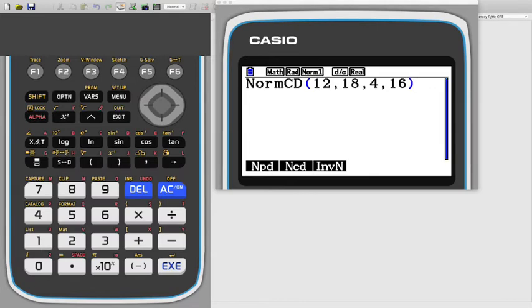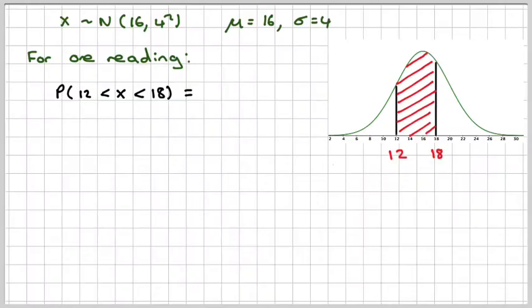Okay, and that gives me that value, and then if we now do shift answer, we will store that in a memory, so alpha A. Every time I press alpha A, it will bring up that value. We'll come back to that in a minute. So writing down our answer here.